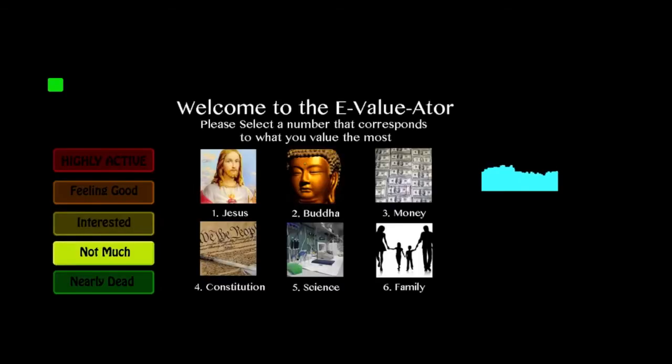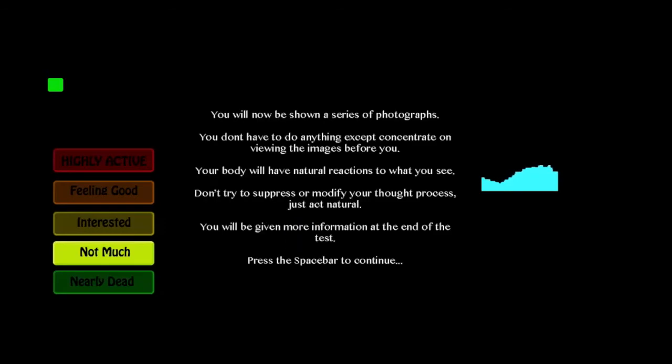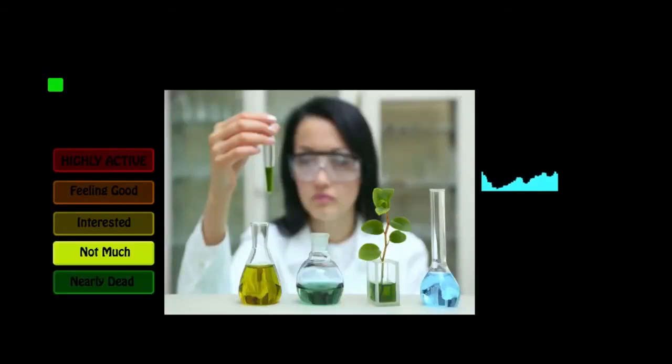Okay, so let's go back and pick a value system. So back in the Max patch, you have your 6 options: Jesus, Buddha, money, family, science, and the Constitution. I've chosen science. Then you're presented with a screen that explains you will see a slideshow of photos, and then you don't need to do anything. You just need to sit back and relax. As soon as the user presses the spacebar, the program begins recording brainwave data. Even during this period of black, it's normalizing itself.